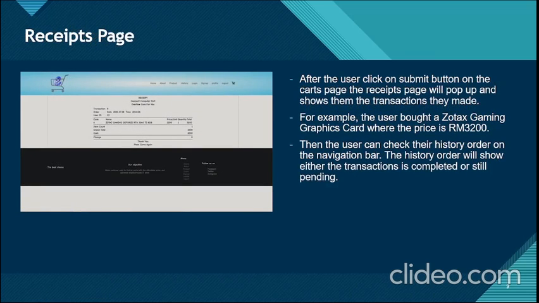After they click the submit button, on the carts page, the receipts page will pop up and show them the transaction they made. For example, the user bought a Zotac gaming graphic card where the price is 3,200 ringgit. Then the user can check the history order on the navigation bar, which is located right here. The history order will show either the transaction is completed or still pending.